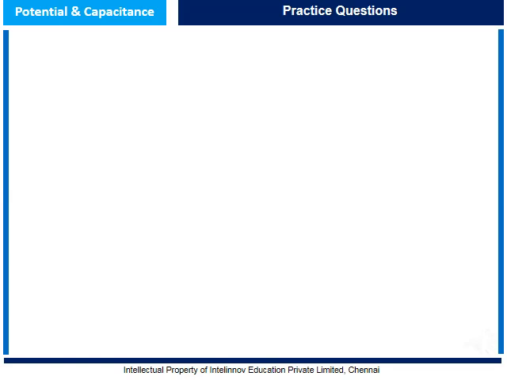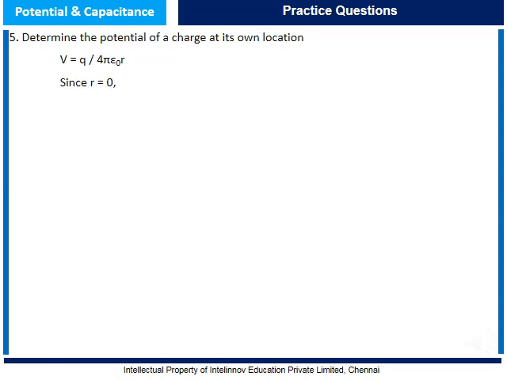Question number 5. Determine the potential of a charge at its own location. That is potential of a charge at the place where the charge is located. We know potential equals Q by 4 pi epsilon naught R, and since R is equal to 0, because the charge is at its own location, V is equal to infinity, that is it is not defined. Question number 6.